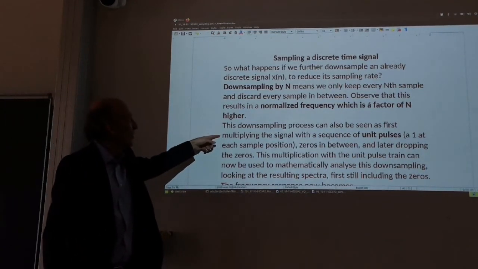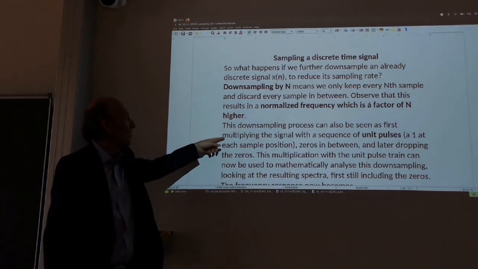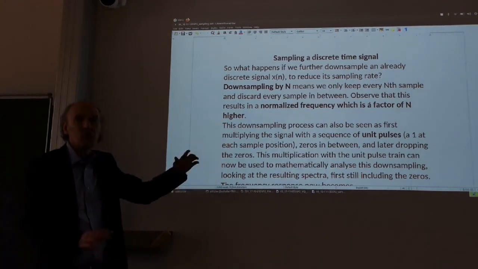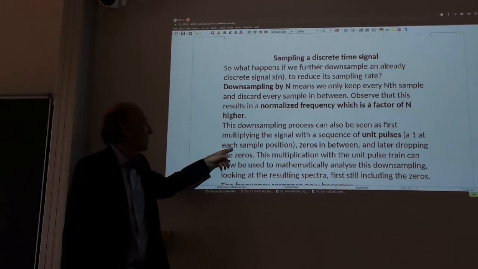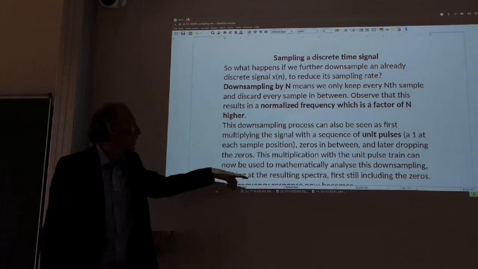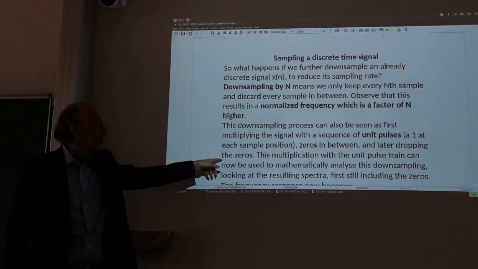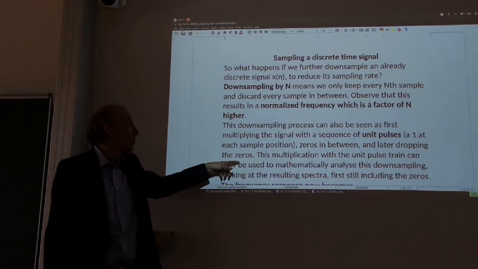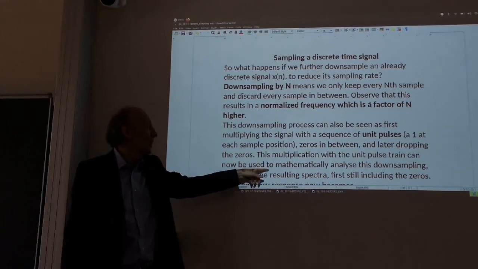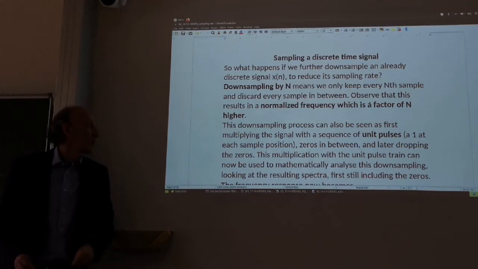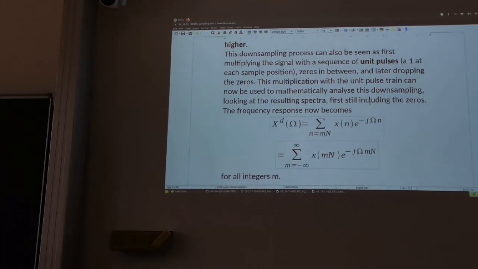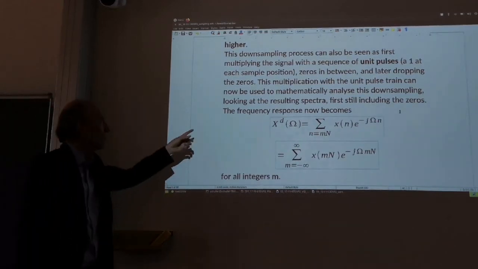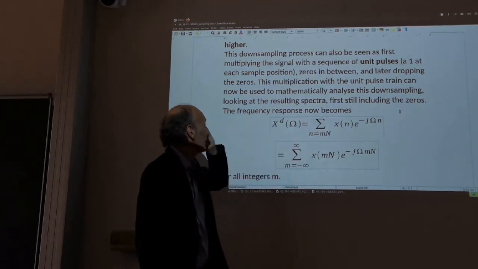This downsampling process can also be seen as first multiplying the signal with a sequence of unit pulses. So now it's not Dirac, but unit, it's just a one at each sample position, and zeros in between, and later dropping the zeros. So this multiplication with the unit pulse train can now be used to mathematically analyze this downsampling, and we're looking at the spectra, first still including the zeros. So now the frequency response becomes like this.